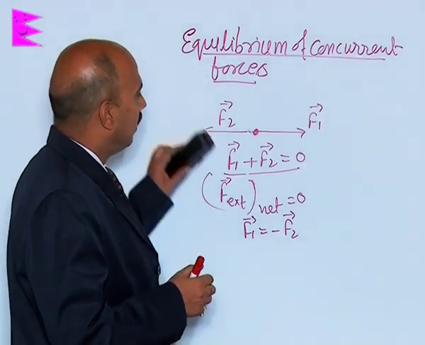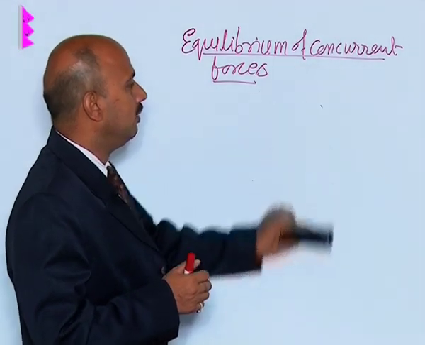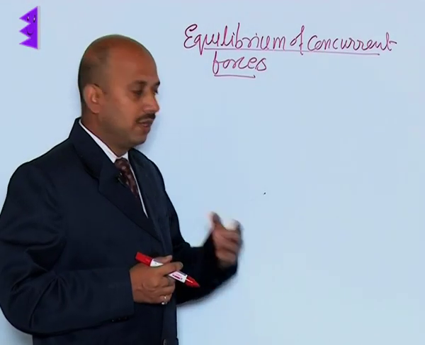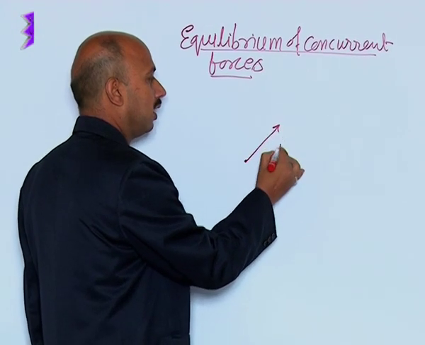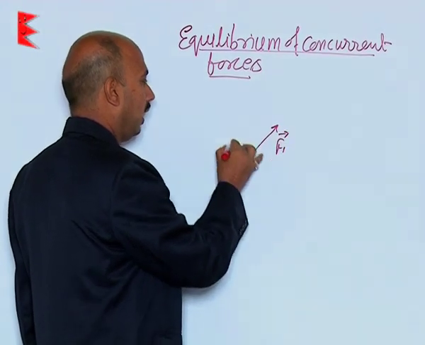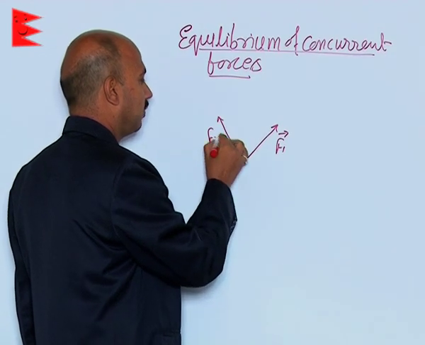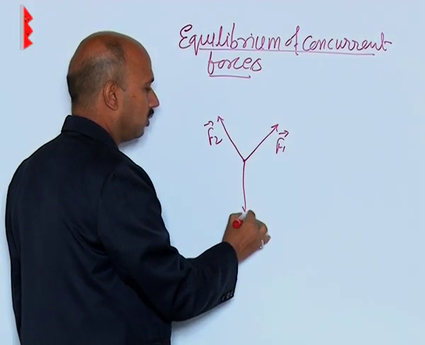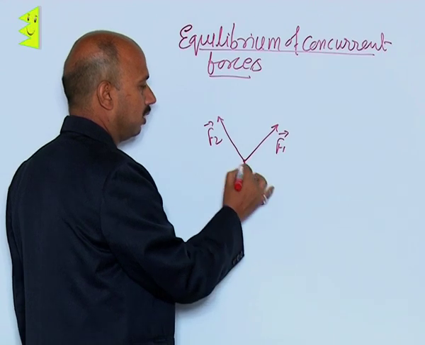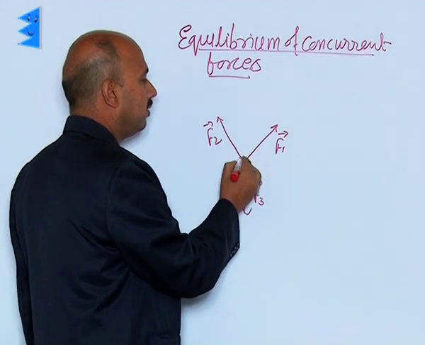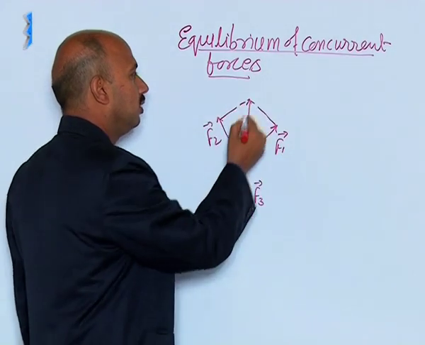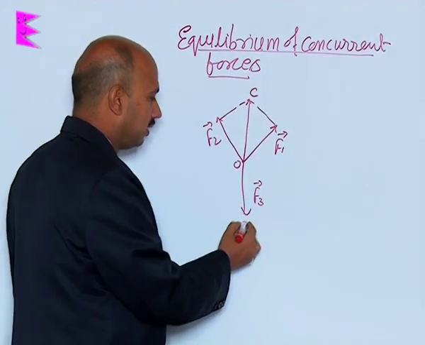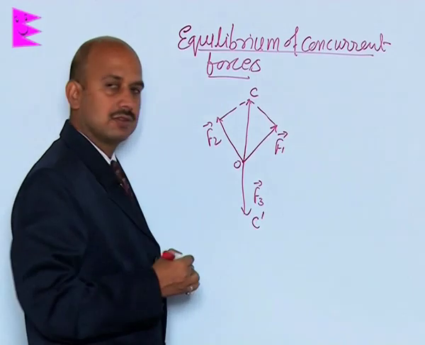Now see, if you have taken more than 2 forces. So now see, there are 3 forces which are acting at a point. Suppose one force is acting this side, that is F1, another is acting this side, that is F2, third is acting this side, that is F3. This point is O. The resultant is somewhere here like this. This is taken as C and this side we can take as C dash.